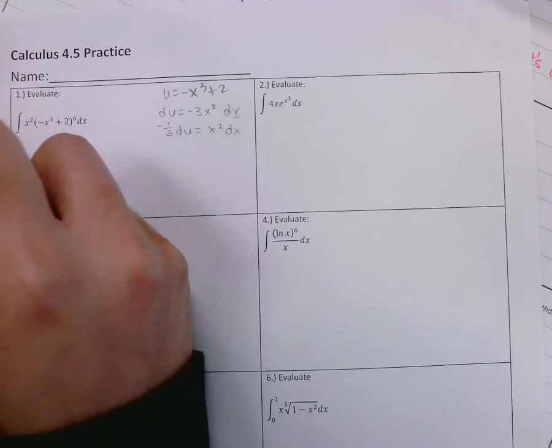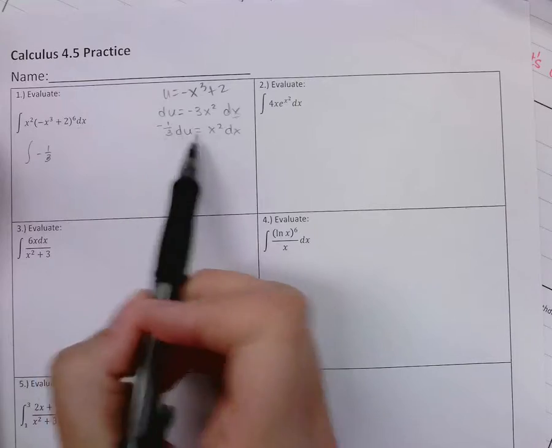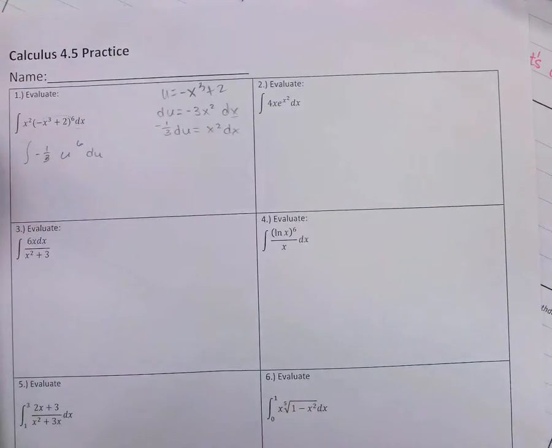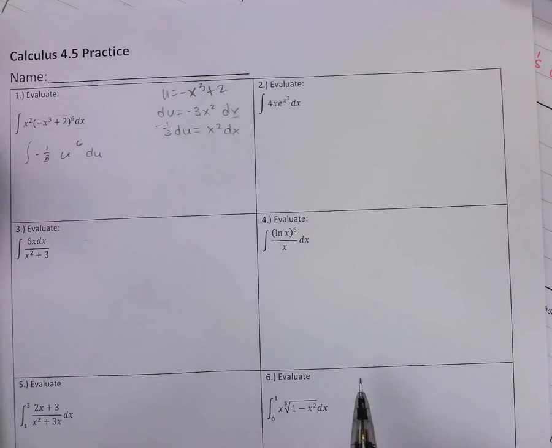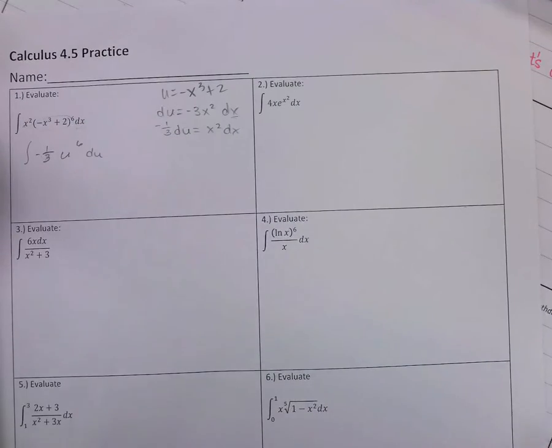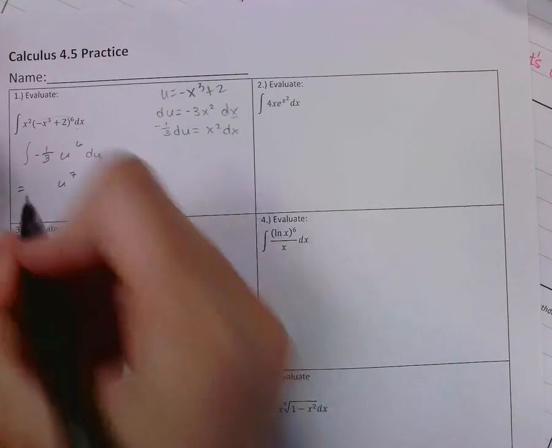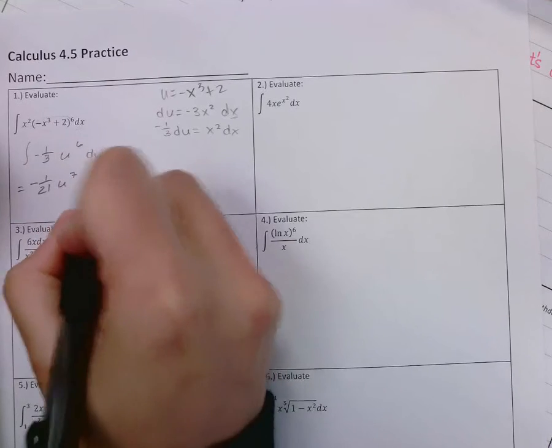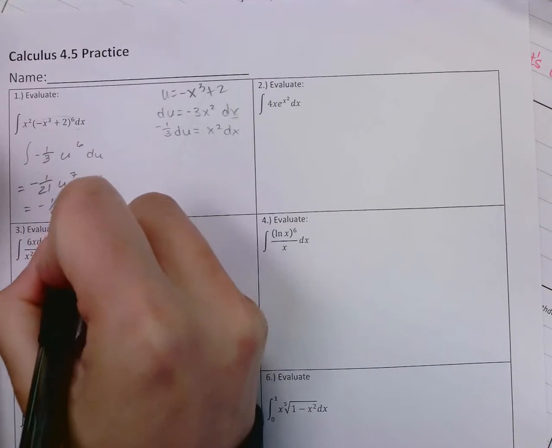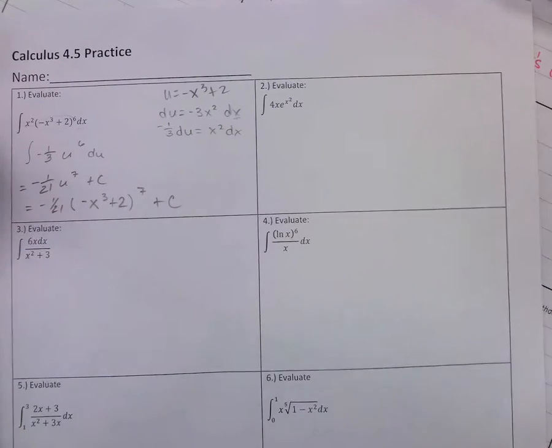And then now we can replace the x squared dx with negative 1/3 du. And we can replace all of this with a u to the 6th. Then you'll integrate by adding 1 to the exponent, multiply it by the reciprocal of that exponent, and add c. And then when you're done with that, just go back and plug back in your negative x cubed plus 2 for u.